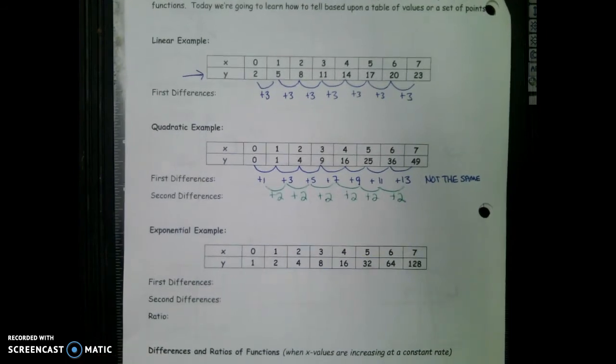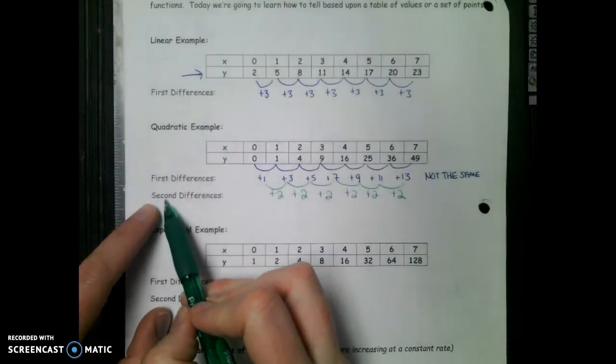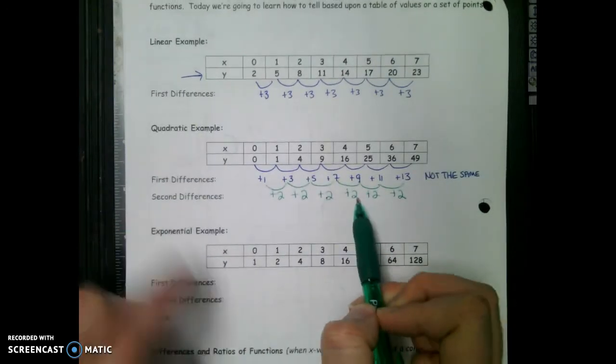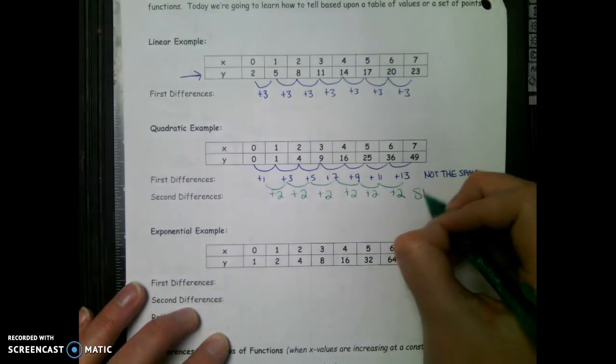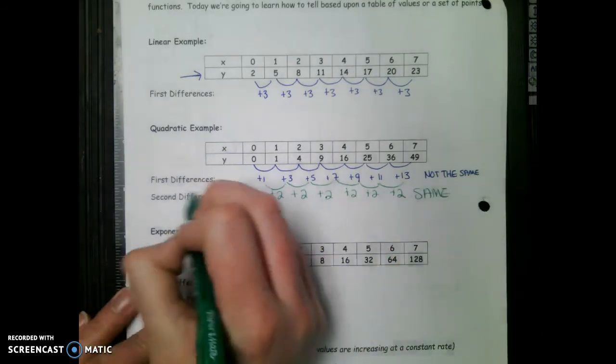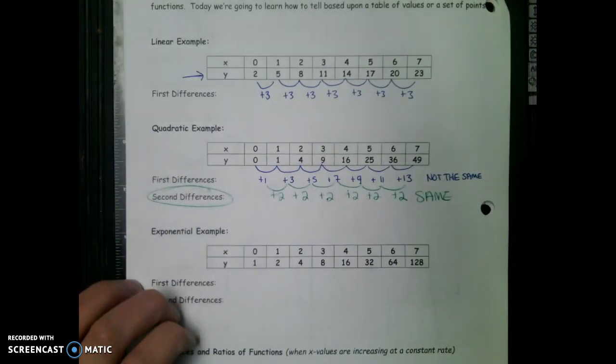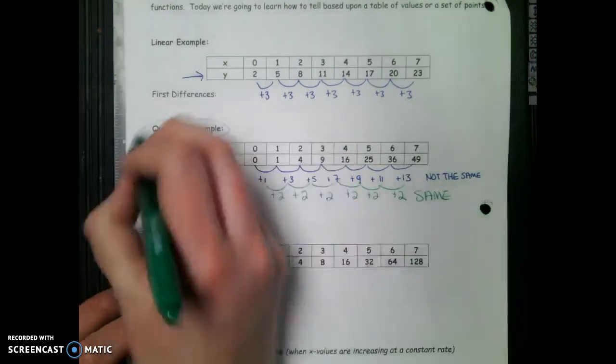The first level of differences are how the y values are increasing. The second level of differences is how the differences in the y values are increasing or decreasing. If the second level is the same, it is quadratic. So I'm going to write next to these are the same. The second level of differences are the same, so it is quadratic.